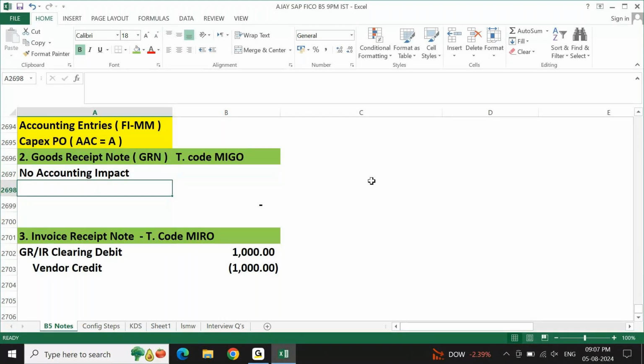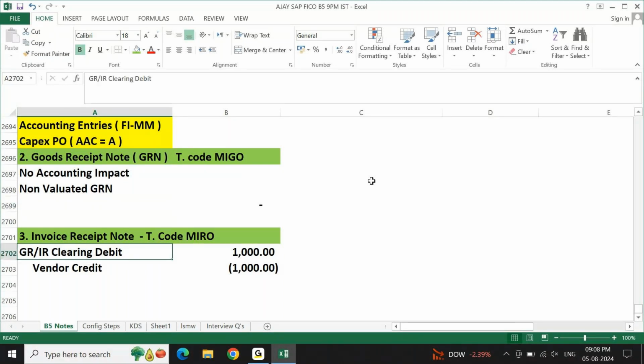This is a non-valuated GRN. When you're talking about non-valuated, you're not updating any value at the time of GRN. When there is no value, there is no accounting impact. There is no accounting entry. As simple as it is, blank. In case of a CapEx purchase order, at the time of GRN, there is no accounting impact because your GRN is non-valuated.